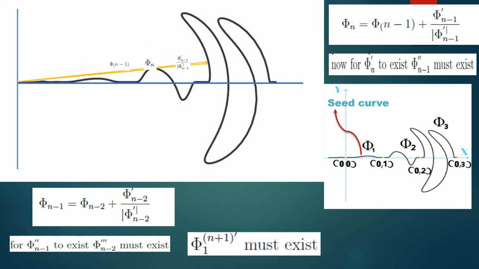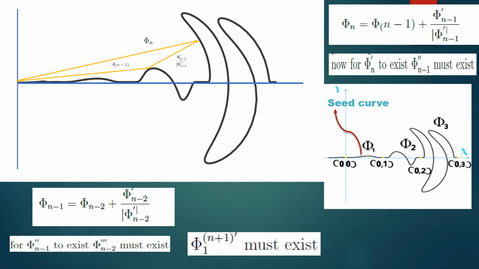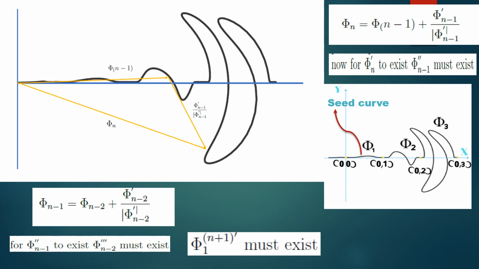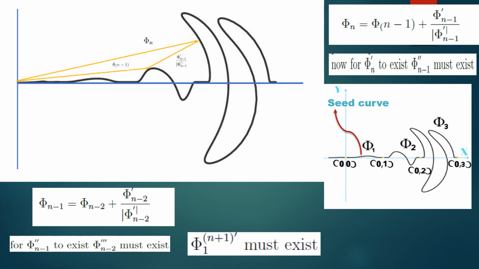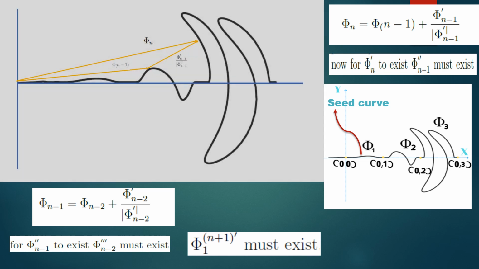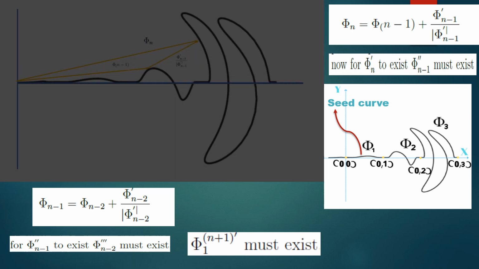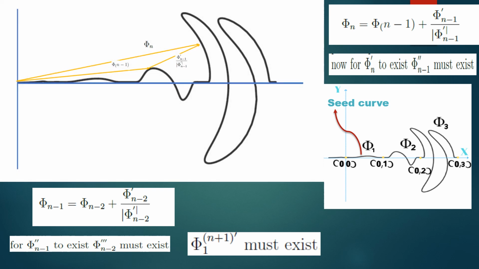We'll take any curve between (0, n minus 1) and (0, n), say phi n, and we must get phi dash n because we do not want any sharp turn at any of these curves. So for that, the derivative of phi n must exist. And as we know, phi n can be expressed from the previous path as the equation shown. So for phi dash n to exist, according to this equation, phi double dash n minus 1 must exist. Now, phi n minus 1 can be written as phi n minus 2 plus phi dash n minus 2 divided by phi dash n minus 2's magnitude. Now, for phi double dash n minus 1 to exist, phi triple dash n minus 2 must exist.